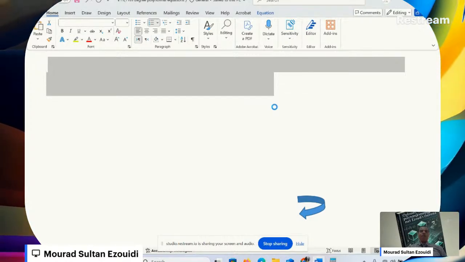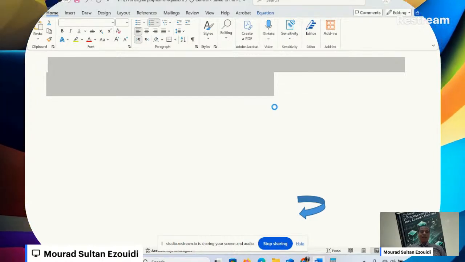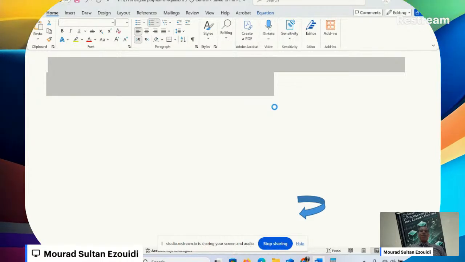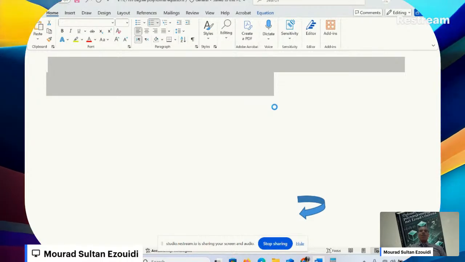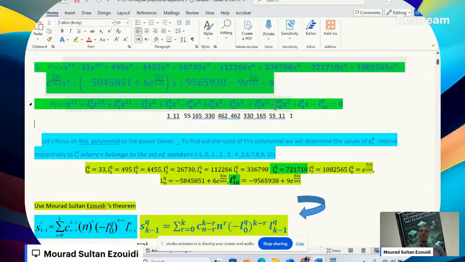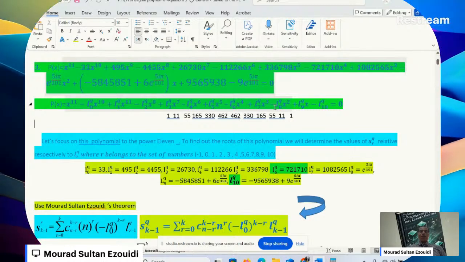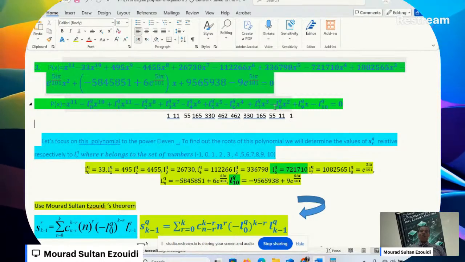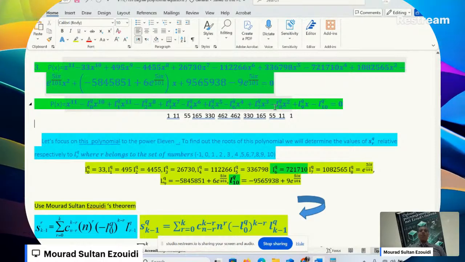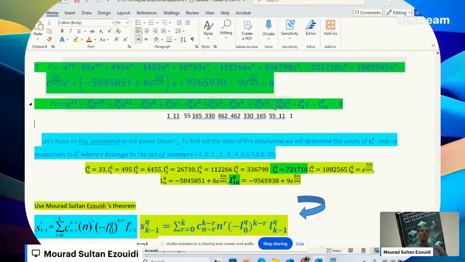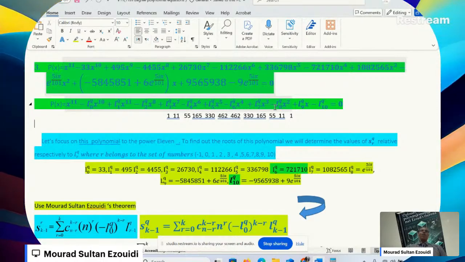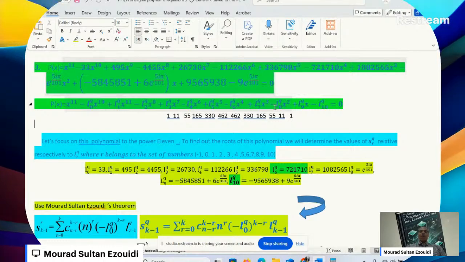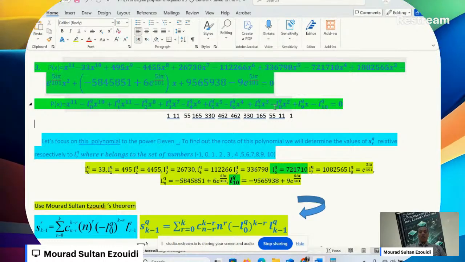Now we are going to set k equal 0, k equal 1, k equal 2, k equal 3, k equal 4, k equal 5, k equal 6, 7, 8 and 9 up to 10, to find all the coefficients of my new 11-degree equation. Okay, now we'll figure it out afterwards.